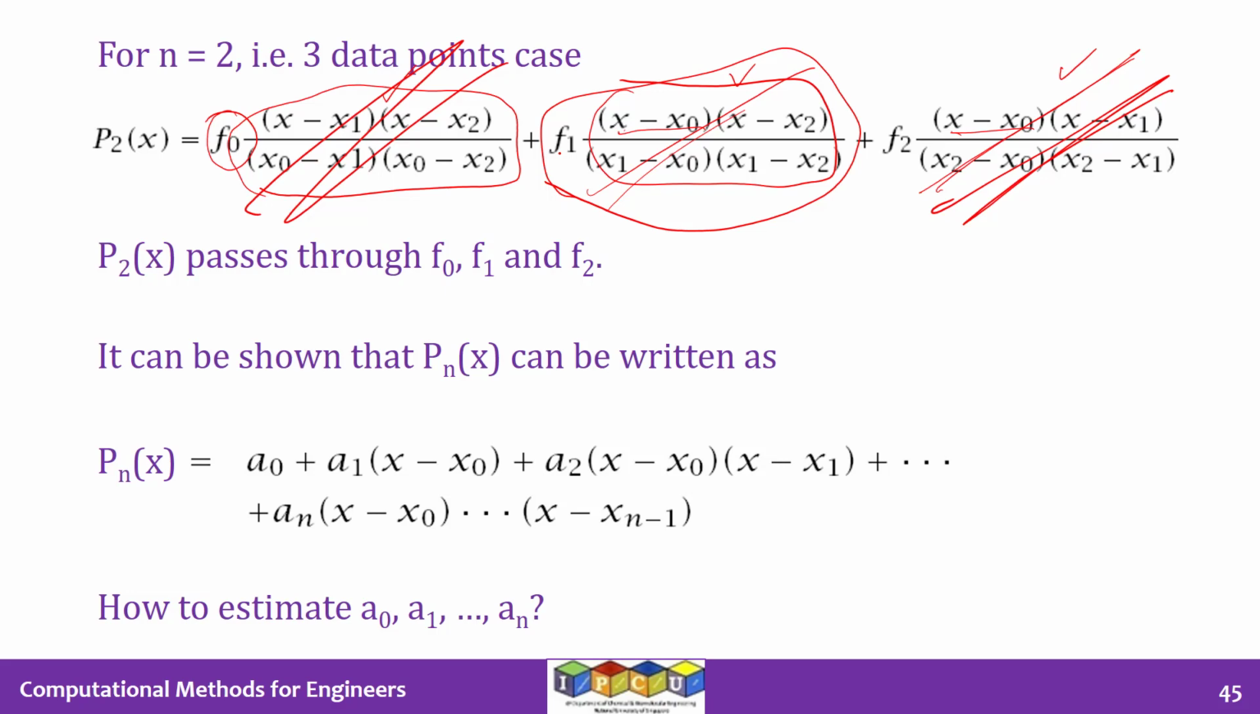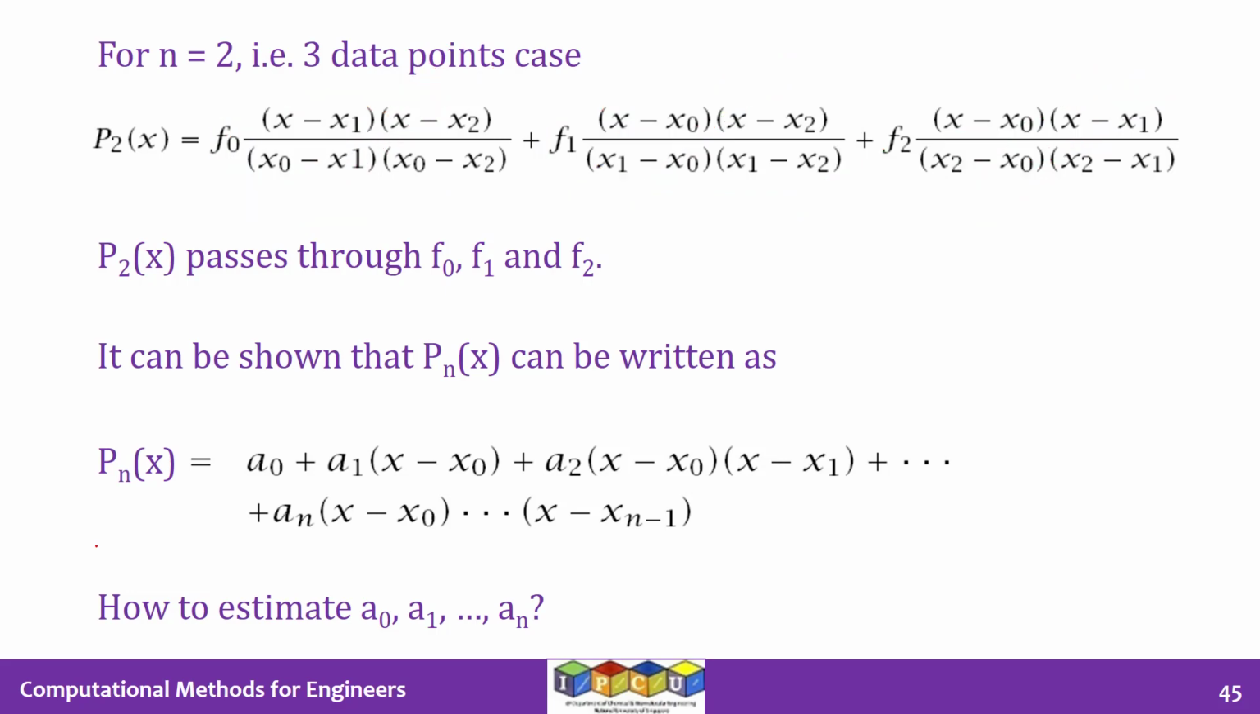Likewise, we can show that when x is equal to x2, only the last term survives and even the last term simplifies to f2. So p2 at x is equal to x2 will be equal to f2. That means p2 of x passes through f2 also perfectly. So it's an interpolating polynomial.